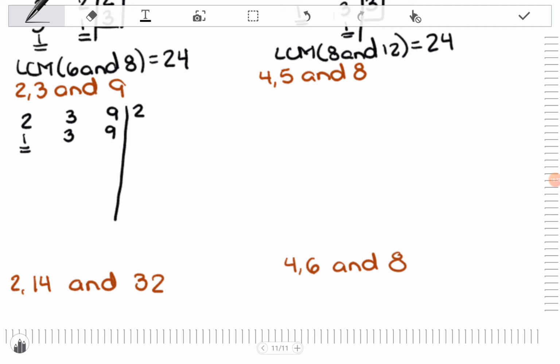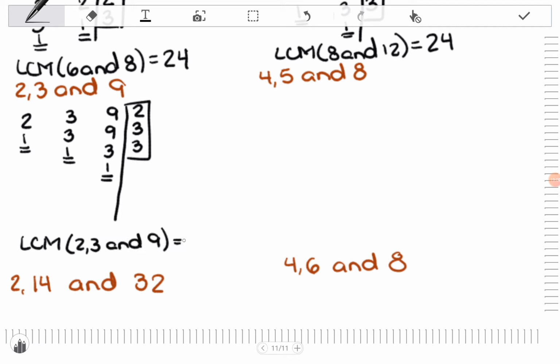So let's continue. 3 and 9. Is any of these numbers divisible by 2? No, so we jump to the next prime number, which is 3. Any of these numbers divisible by 3? Yes. 3 divided by 3 is 1. We already finished this one. 9 divided by 3 is 3. Is 3 divisible by 3? Yes. So we write the 3 over here. 1 down. And that's it. We finished. The answer is over here. So we write down the answer, which is LCM of 2, 3, and 9 is equal to 3 times 3 is 9, times 2 is 18.